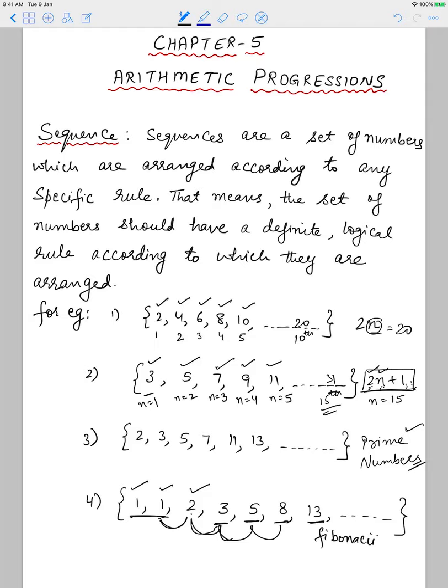I have told you different types of sequences. Either the formula is attached to a particular sequence or some logical statement is there, means a set of prime numbers or Fibonacci sequence or something like that. Alright. Now coming over to progression.